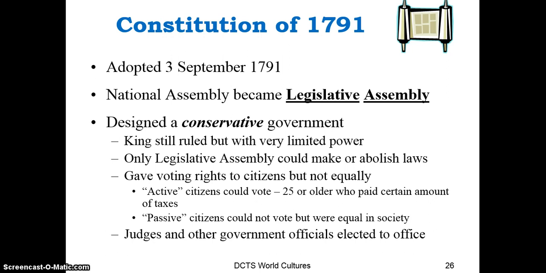It gave voting rights to citizens, but not equally. So you have two kinds of citizens, one active, one passive. If you're active, you could vote: 25 or older and paid a certain amount of taxes. Passive citizens could not vote, but were generally equal in society. Judges and other government officials were elected to office.